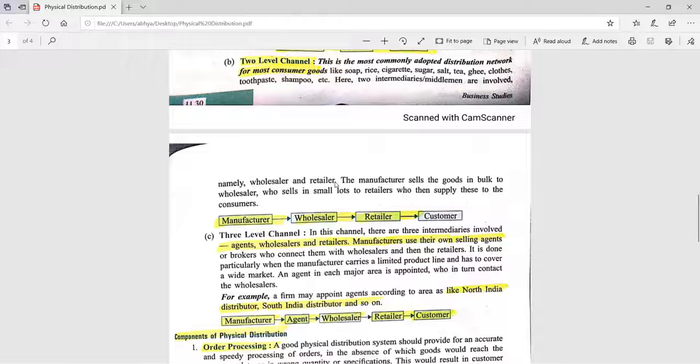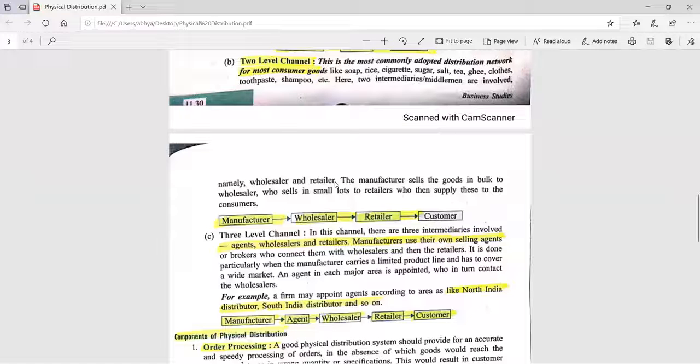Mostly this type of channel is adopted for most of the consumer goods, FMCG products, fast moving consumer goods like soap, rice, cigarette, sugar, salt, tea, ghee, clothes, all the daily need items which we buy on a very frequent basis. Two intermediaries are involved. And why is this channel adopted? Because the size of the consumer base is very large, so we have to make it available at every doorstep. The number of retailers of grocery items is also very large as compared to expensive items. Expensive items we can buy only in the special market, we need to go to the market. But grocery items we can shop even next to our doorstep, because many grocery shops are open in the localities or in our colonies also.